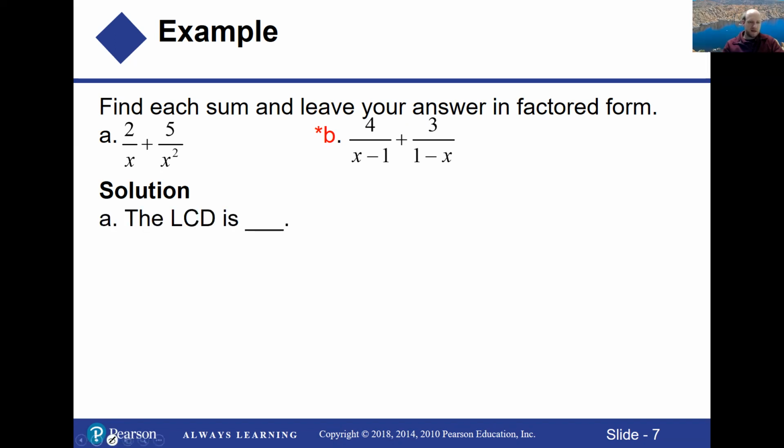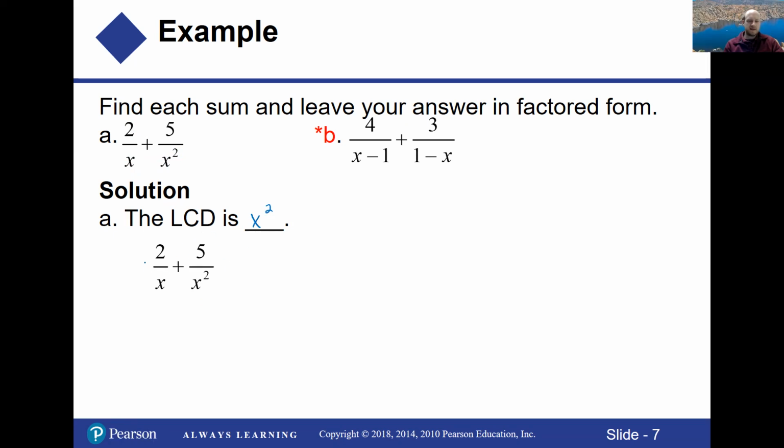Okay, so now for problem A, what is the common denominator, or the LCD, of x and x squared? Well, remember I said before that a trick here was it would be the one with the biggest power if you have the same variable. So we have an x. Well, this one is an x squared. So your LCD here is going to be x squared.